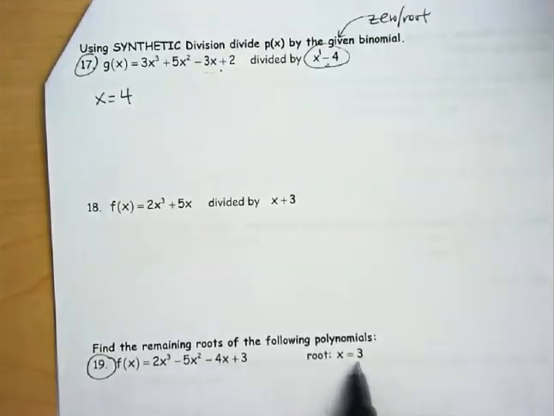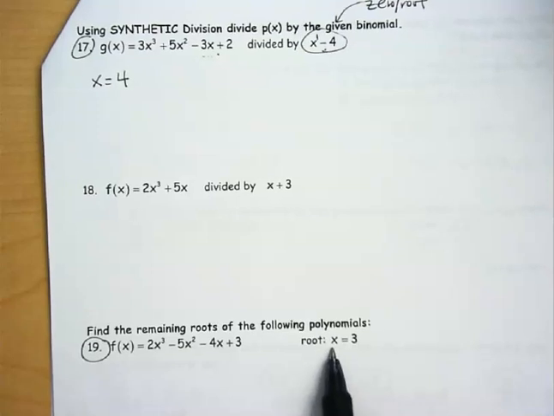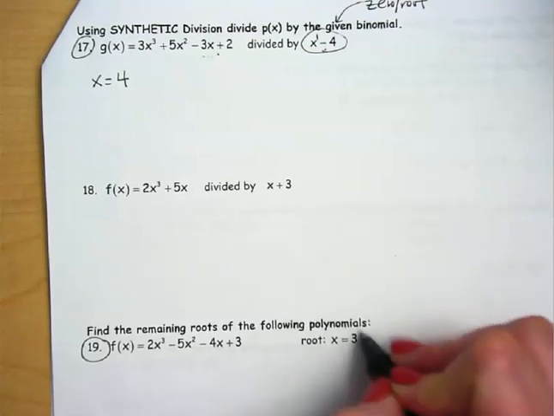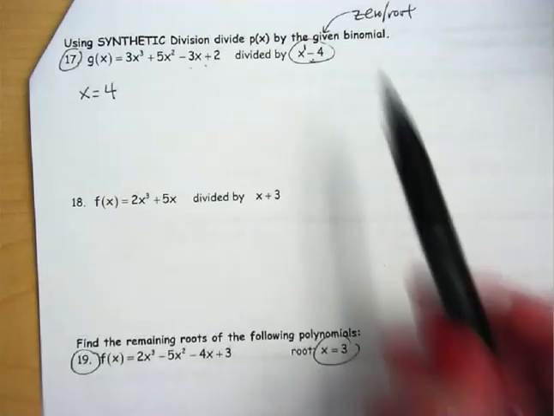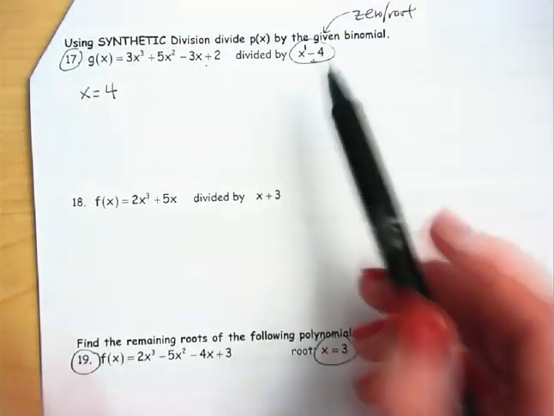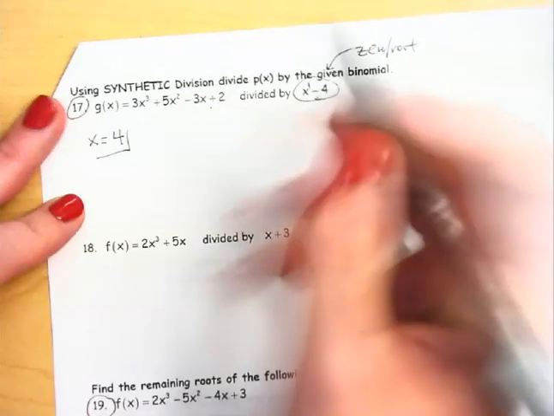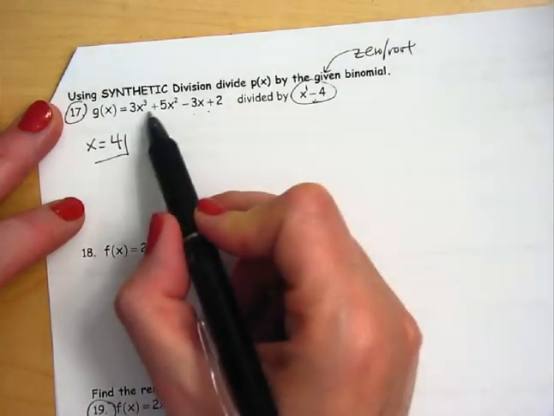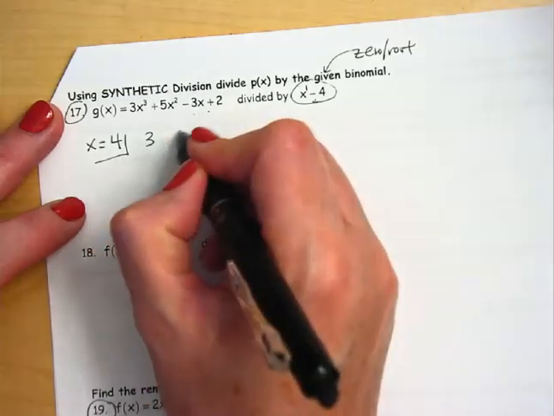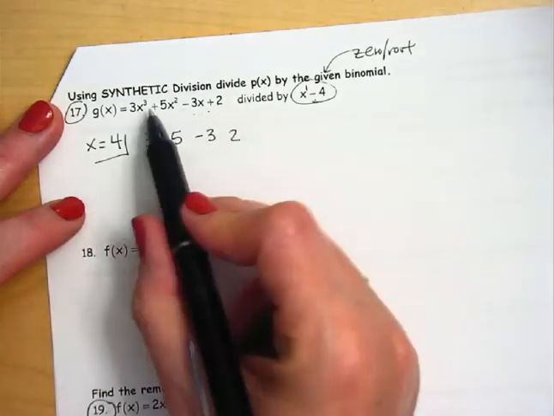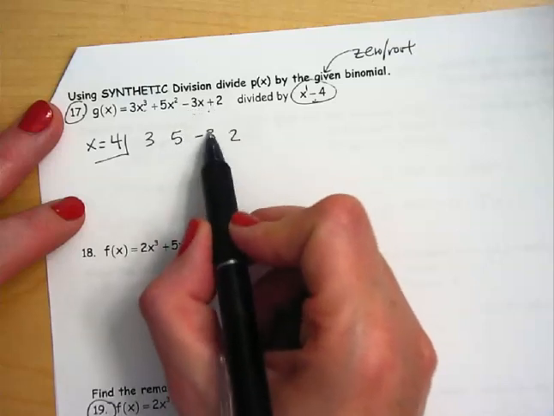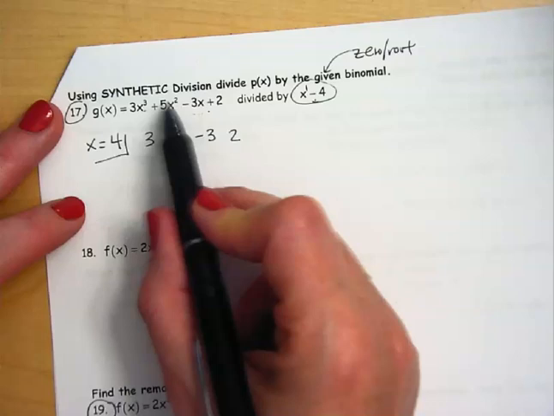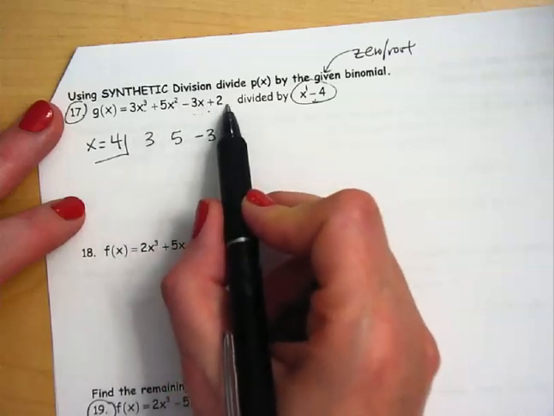When you're already given a root, like if you look at number 19, it says the root is x equals 3. In this case, you don't change the sign for synthetic division. It's already been changed. You only do that when you're starting with the factored form. So x equals 4. Take the coefficients from your polynomial, 3, 5, negative 3, 2. If I was missing any x terms, I would put a 0 as a placeholder. But I'm not missing. I have x cubed, x squared, x to the 1, x to the none.